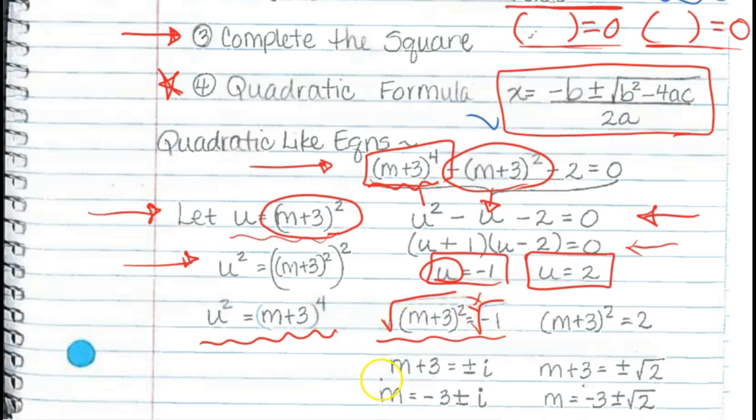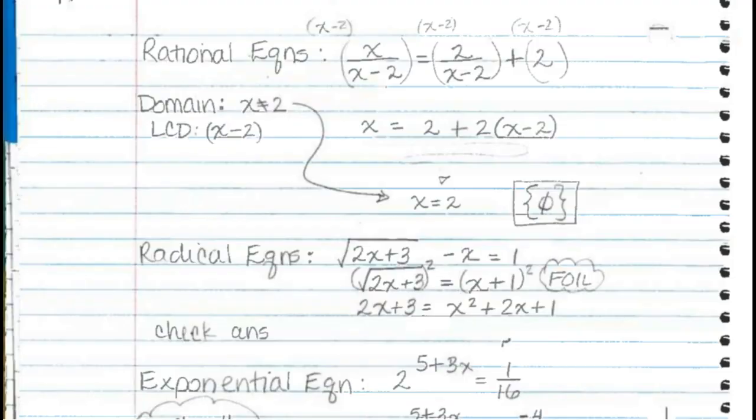On the left side, we just get m plus 3. And on the right side, we're going to get the square root of negative 1. Remember, that is complex, so that's going to be i, or imaginary. So I have plus or minus i. And again, solving for m, I find my two solutions here. Likewise, I do the same thing for the other value of u.